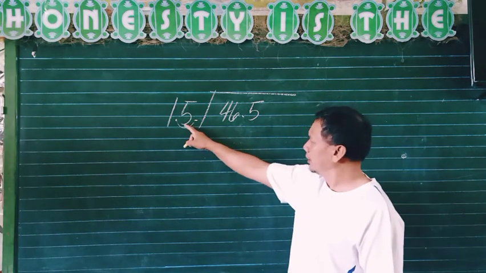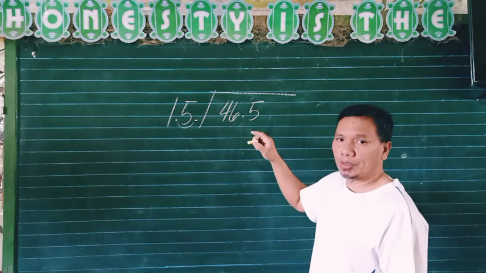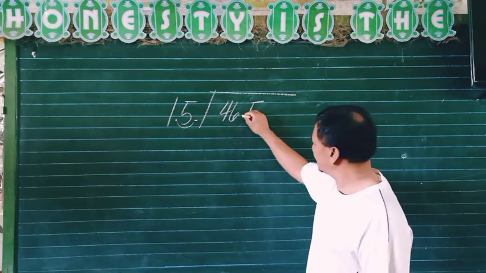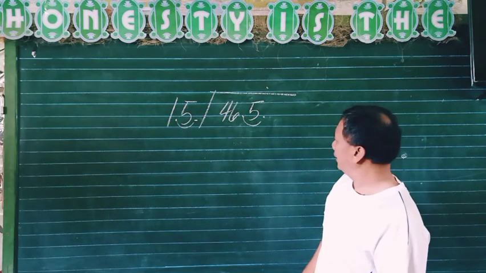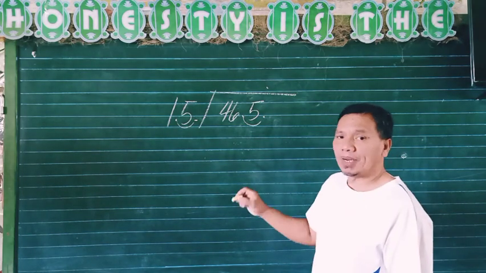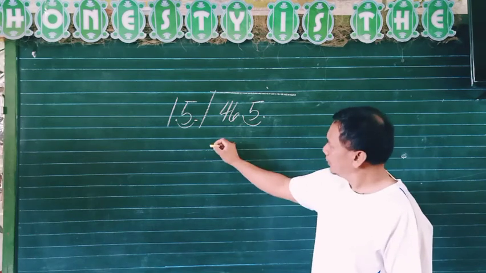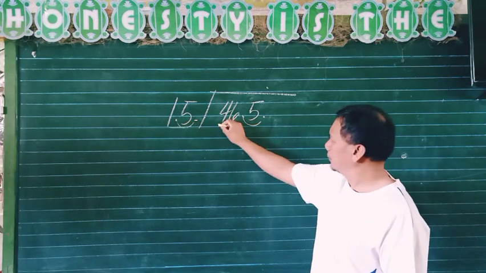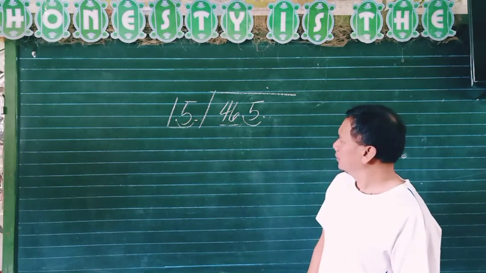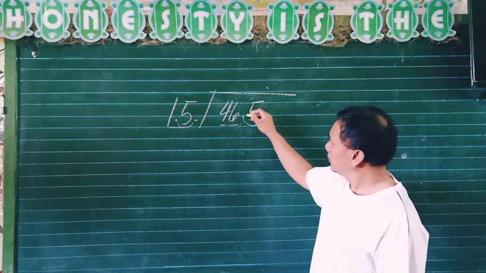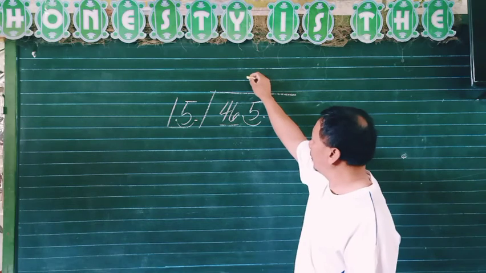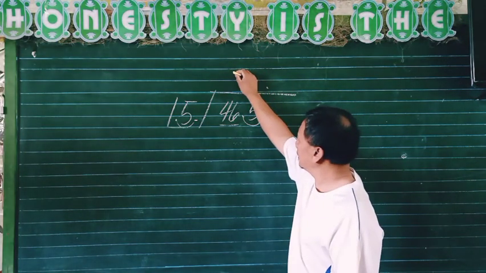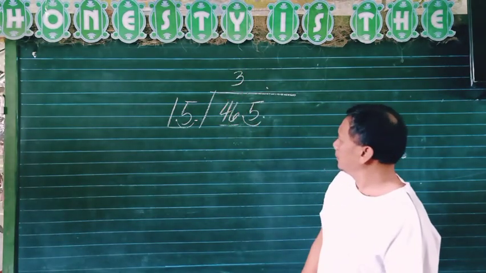Since you move that once, you move also the decimal point in your dividend once. Then align the decimal point to your quotient there. And then divide as if you are dividing whole numbers. So we have 2 digits. You get first the 2 digits there. So 46 divided by 15 equals 3. So on top of 6.